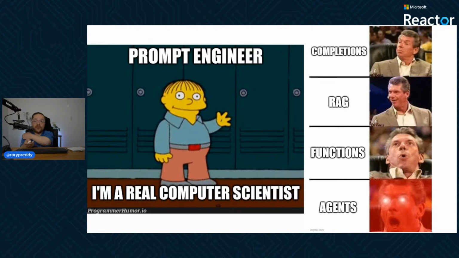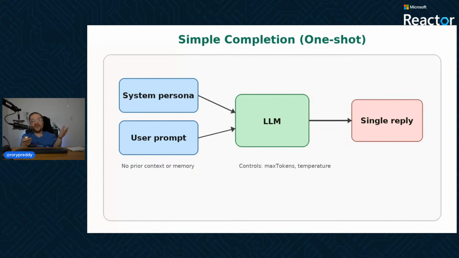So let's start first with what is a completion. The simplest thing that a completion does is a one-shot completion. You give it a system persona: you are a kind AI that answers questions about programming. You then give it a user prompt. It has no prior context or memory, just a user prompt. Hey, LLM, please go tell me about programming.